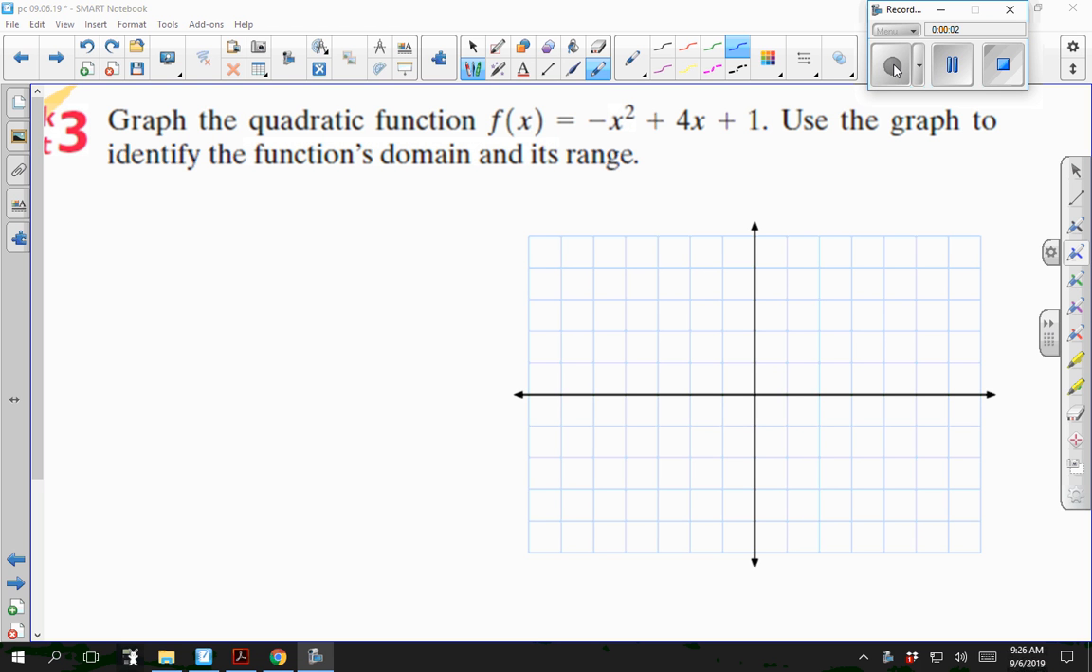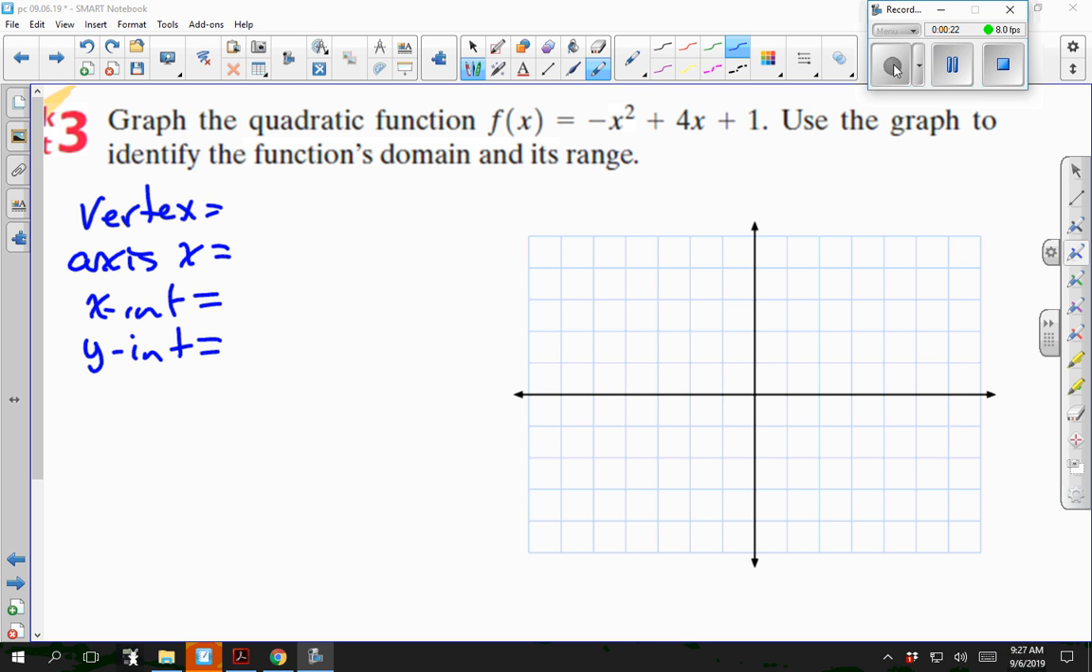Quadratic, here we've got to find a whole bunch of things, right? We've got to find the vertex, the axis of symmetry, the x-intercepts, and the y-intercepts. Is this thing facing up or down? Yeah, it is facing down because of that negative there, right? Okay, so already we've got some of these questions answered.